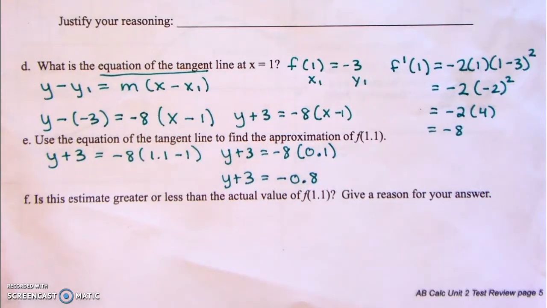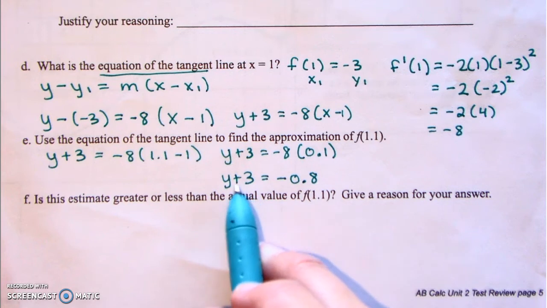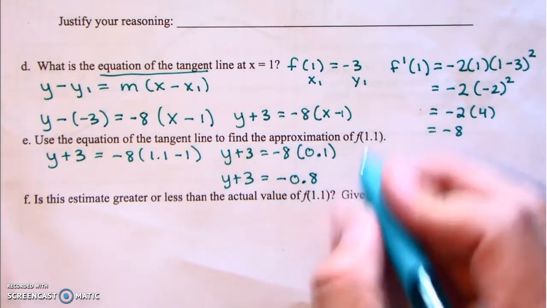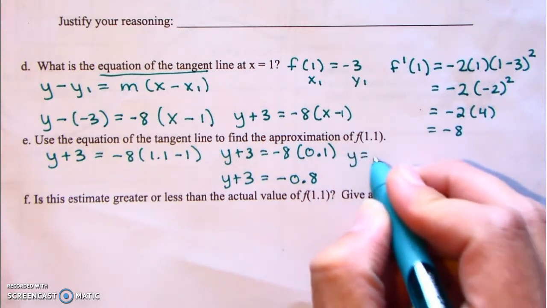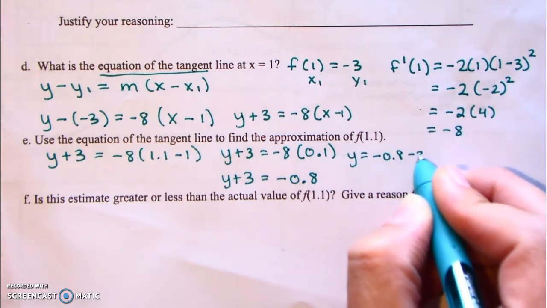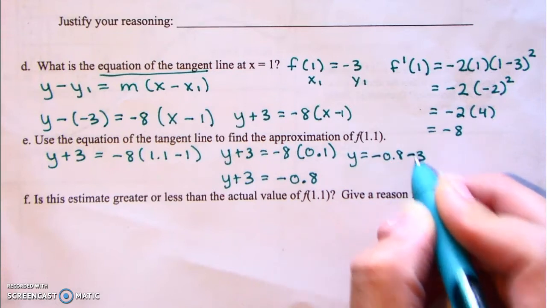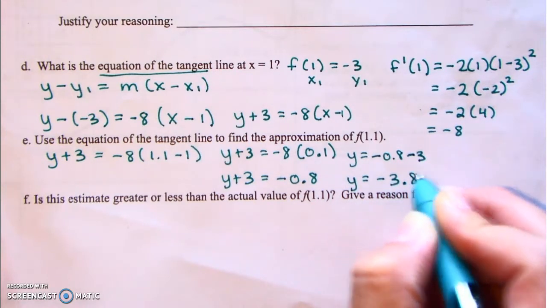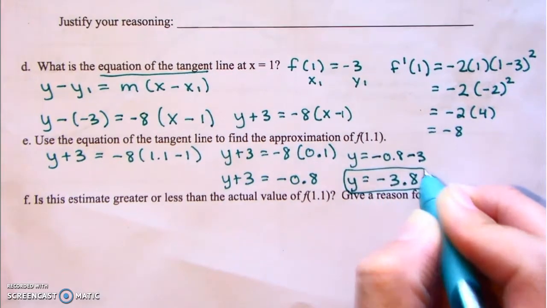0.8. How do I get y by itself? It says y plus 3, so I need to subtract 3 from both sides. So y will equal negative 0.8 minus 3. These are both negative, so we're going to add the numbers together and keep it negative. So we have negative 3.8.